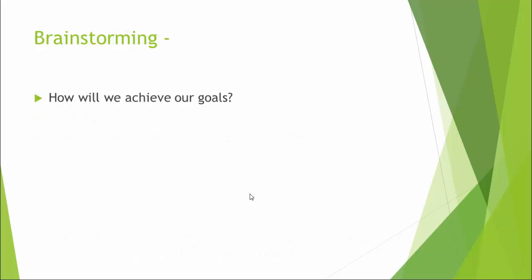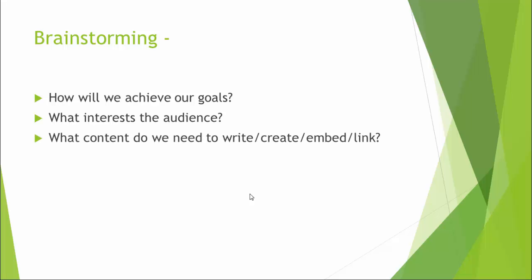Now, when it comes to brainstorming, once we have our goals in place, once we understand our audience, we can start to say, okay, how are we going to build this thing? What's it going to look like? How's it going to feel? So we'll use everything we know to start to design our content. We've got to make sure that our messaging is clear. And then it'll start to help us to understand what we need to write, what we need to create, what we need to embed, or worst case scenario, what we need to link to from other places.